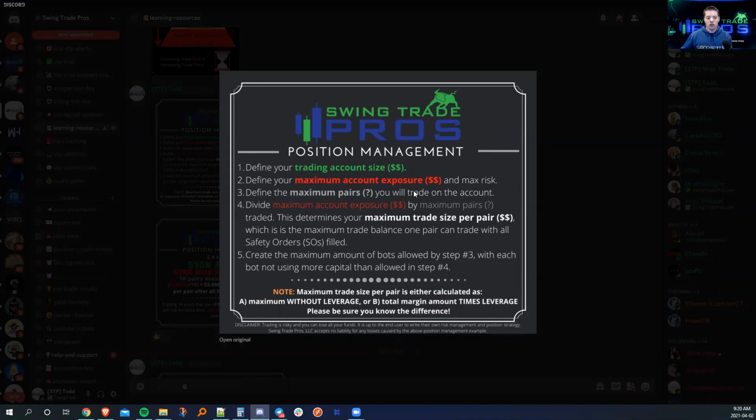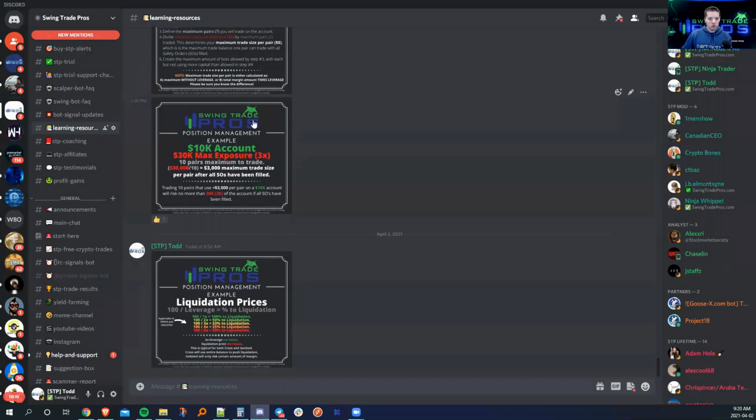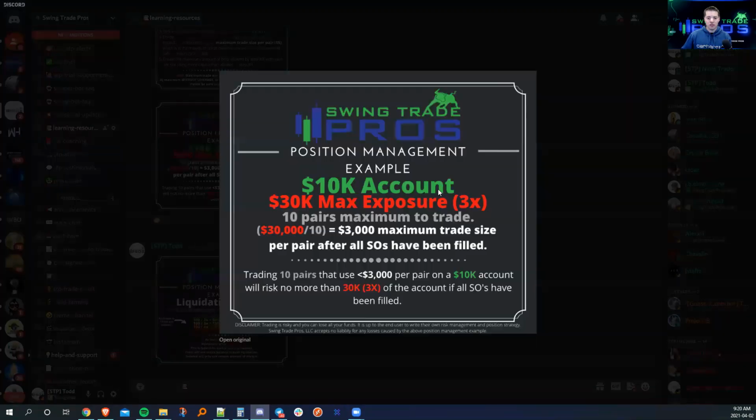We had given some generic math earlier on defining your trading account size, defining your maximum account exposure, max risk, and defining the maximum pairs you will trade on the account. If you work through that formula, you could basically come up with where you want to be to set your risk level. However, this is more of an advanced thing, because you've got to think new traders, experienced traders. There's obviously the difference there.